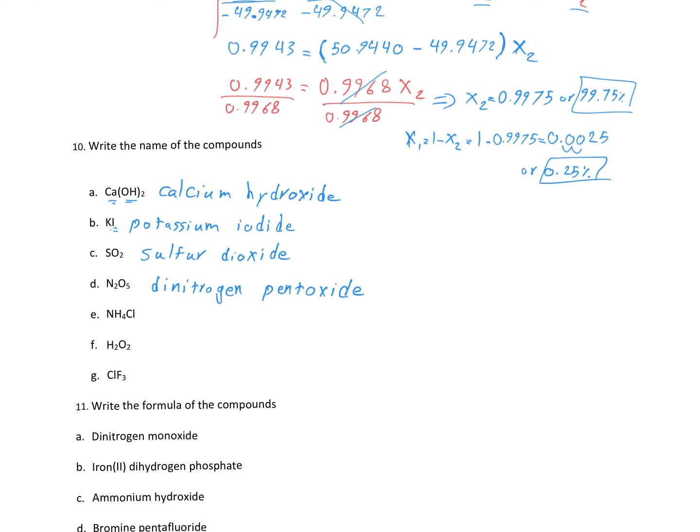So next one, is it molecular or ionic? So if you remember, NH4 was one of the polyatomic ions. It's called ammonium. Okay, so if you have an ion, therefore it's an ionic compound. So you write the name of the ion, ammonium chloride.